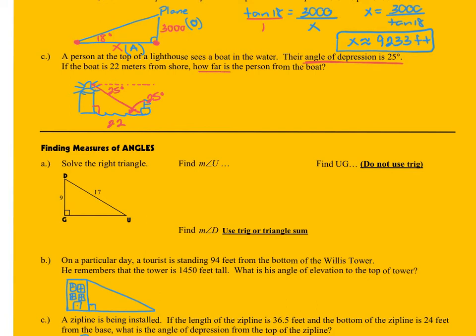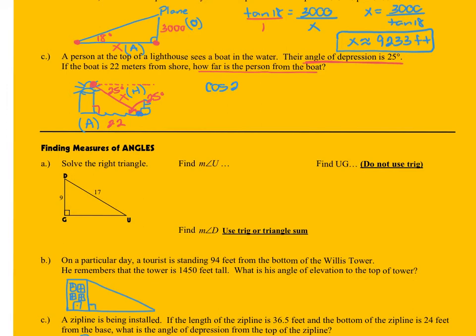And it wants to know how far the person, the person that was up here, is from the boat. So I'm going to put my X right there. So now, my 22 from my point of perspective is the adjacent. My X is the hypotenuse. So I can see that once again, I'm going to use cosine on this problem. So I'm going to set this up as the cosine of 25, I meant to say there, sorry.